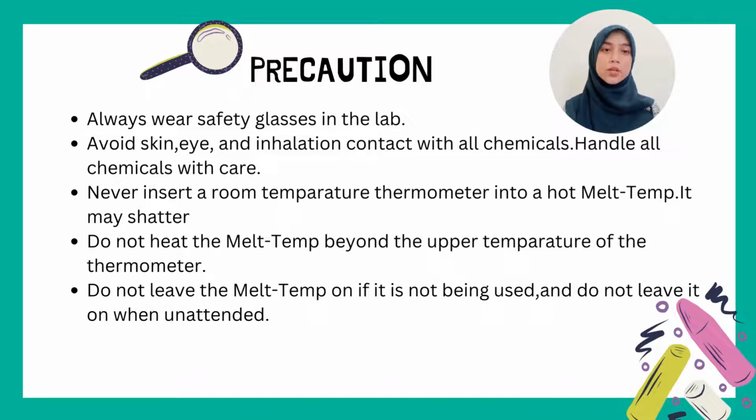Precautions for experiment 2. First, always wear safety glasses in the lab. Second, avoid skin, eye, and inhalation contact with all chemicals. Handle all chemicals with care. Third, never insert a room temperature thermometer into a hot melt temperature apparatus. It may shatter. Fourth, do not heat the melt temperature beyond the upper temperature of the thermometer. Fifth, do not leave the melt temperature apparatus on if it is not being used, and do not leave it on when unattended.